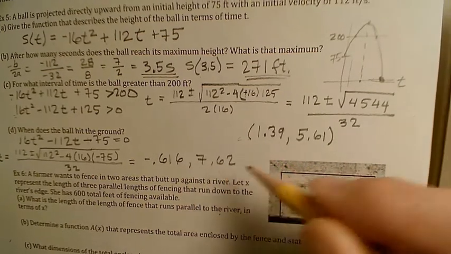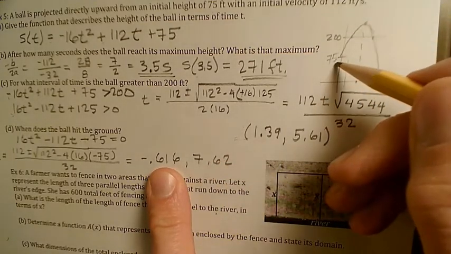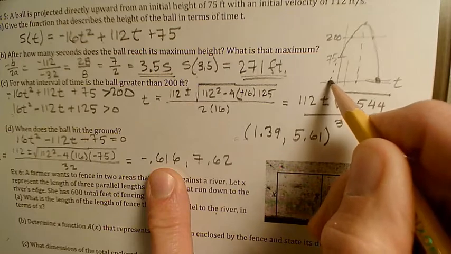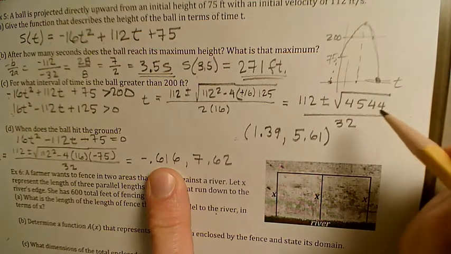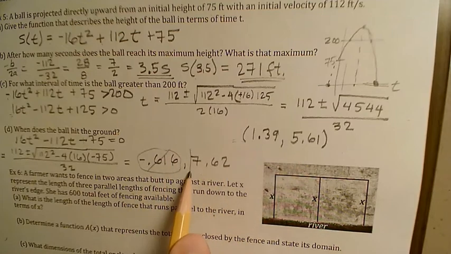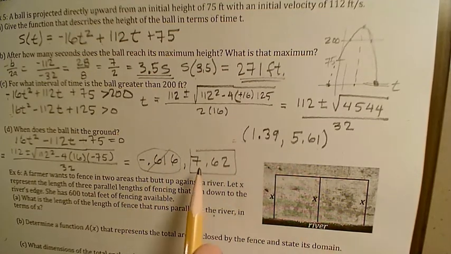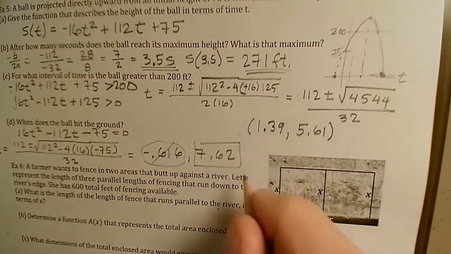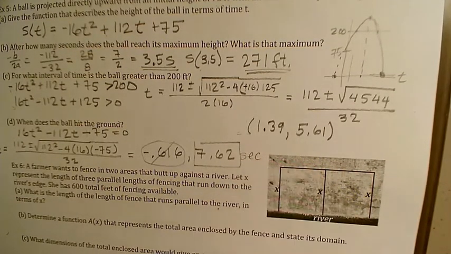7.62 seconds. So this negative is because mathematically, if we went backwards in time, the ball is at 0 back here at negative time. But that doesn't make sense in the context of our problem, so we ignore that one. And so it hits the ground at 7.62 seconds. All right. And that is seconds. Probably good to add that.